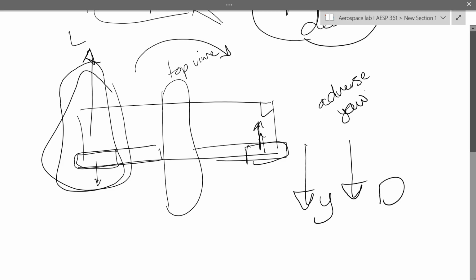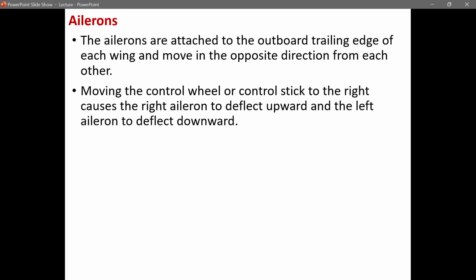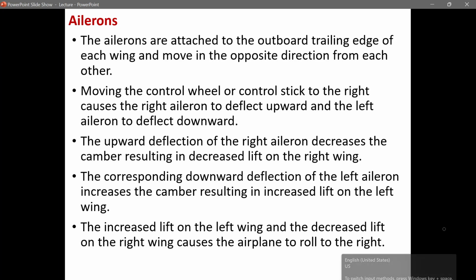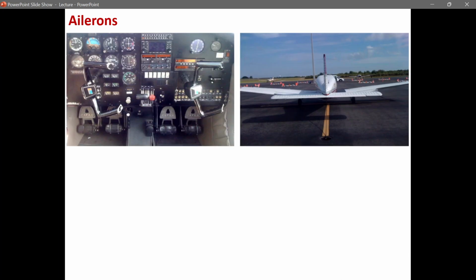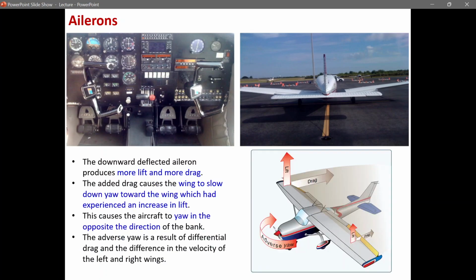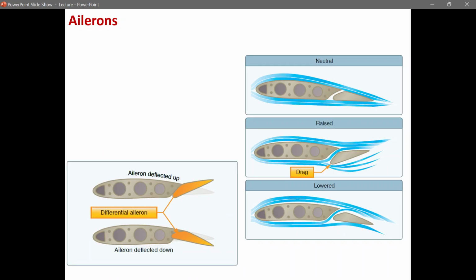And we want to work on this adverse yaw. We want to try to minimize this. Any questions so far?